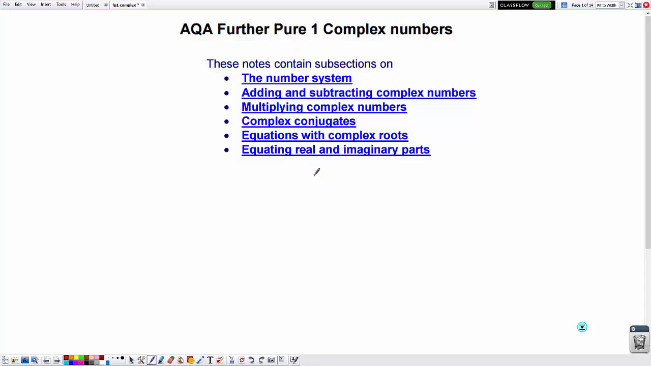So let's look at complex numbers. First, we'll define what a complex number is, and then we'll look at adding, subtracting, multiplying, conjugates, and solving equations with complex numbers, and then finding real and imaginary parts.